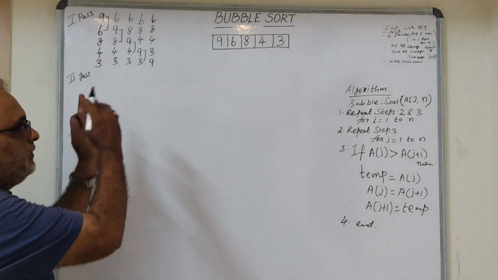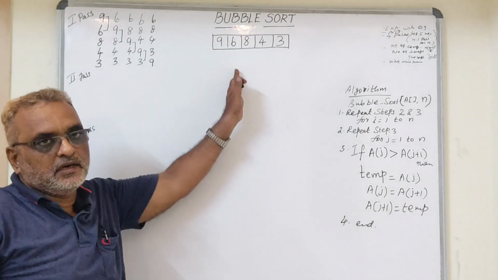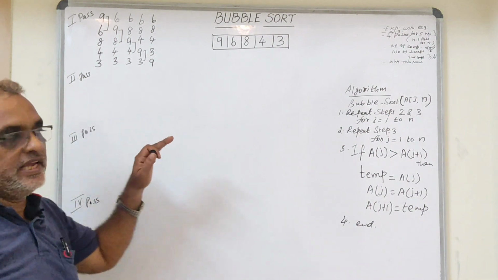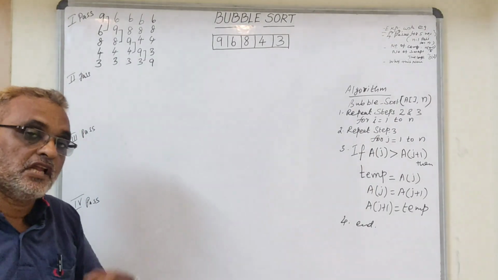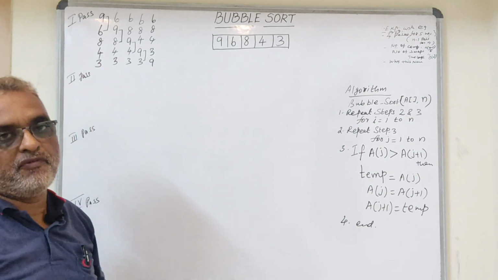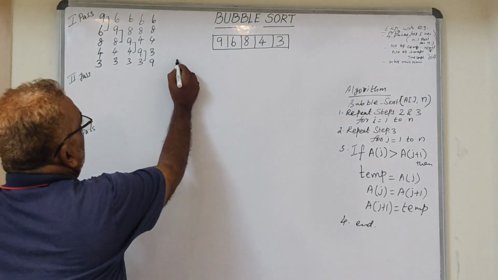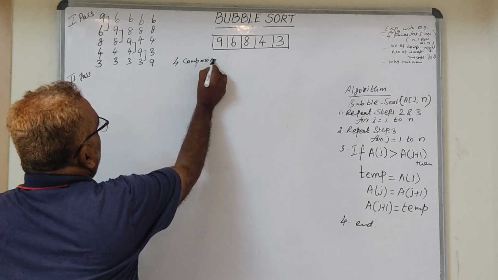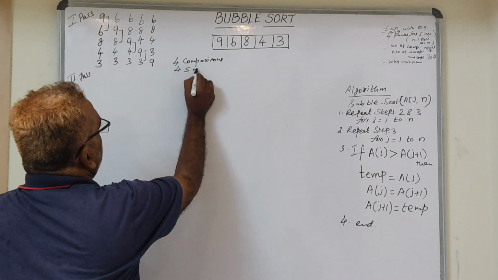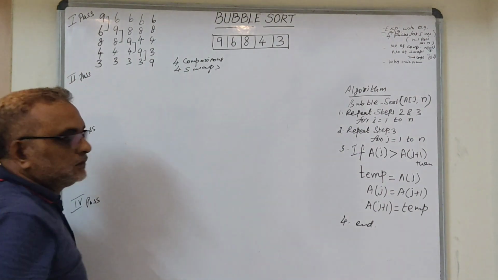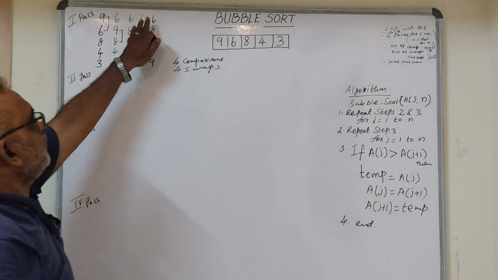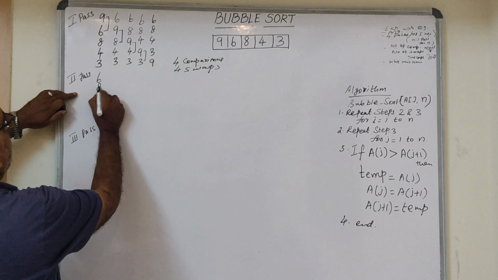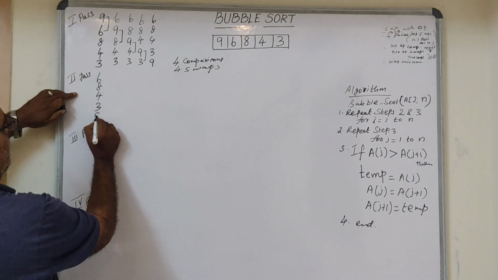What actually I have done is I have taken the first element and compared it with the consecutive elements. So in this case, how many comparisons and how many swaps did we perform? We performed 4 comparisons and 4 swaps, isn't it? Right? Now take this result. The result is 6, 8, 4, 3, 9.